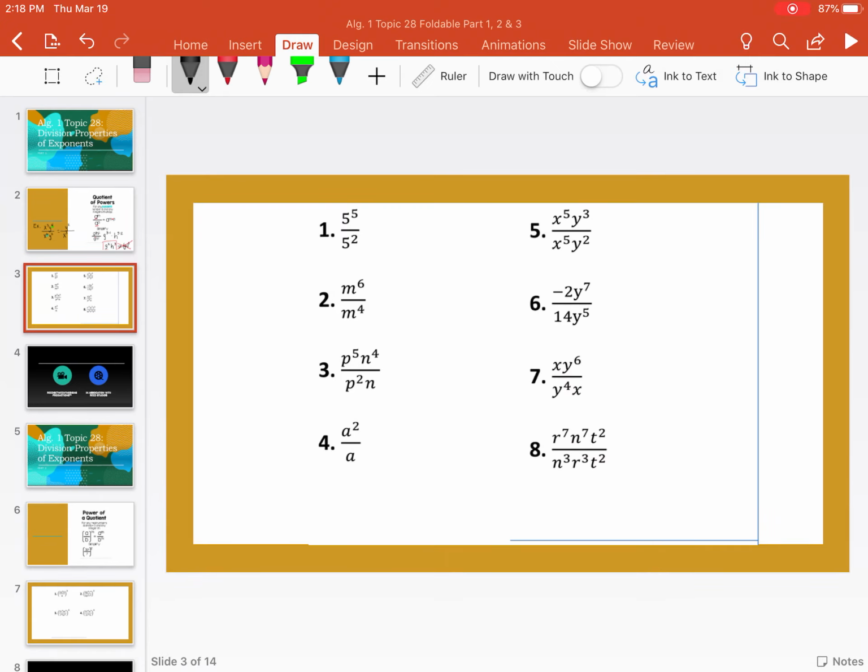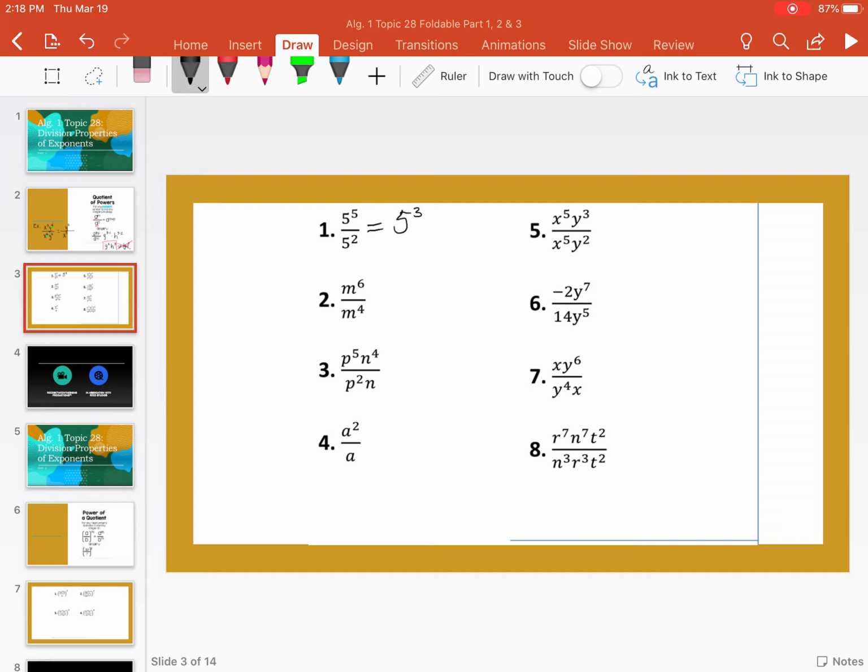Okay, now if we open up that flap, these are the problems that would be underneath it. So if we have 5 to the 5th over 5 squared, same bases, and we're dividing, so we're going to subtract our exponents. 5 minus 2 is 3. So 5 cubed.